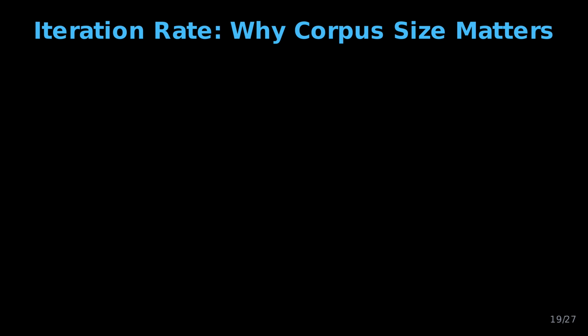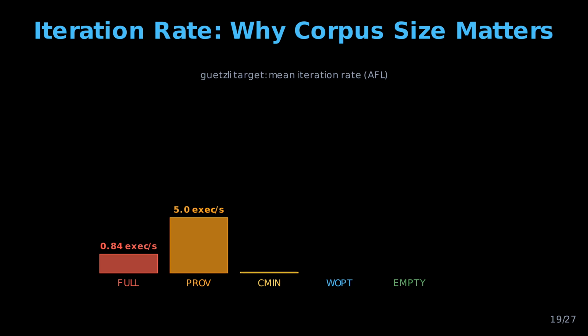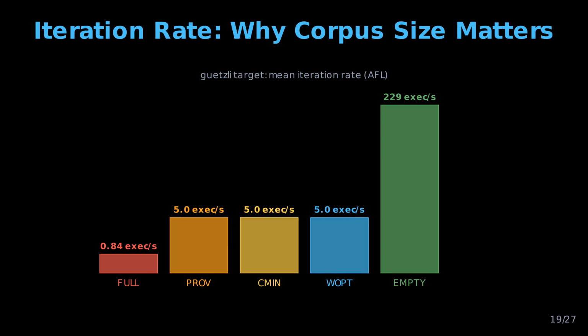Third, iteration rate, the number of test executions per second, turns out to be very crucial. With the libjpeg target, the full corpus achieves less than 1 execution per second because the fuzzer is spending all of its time reading and processing the 120,000 seed files. It never gets to the actual mutation and exploration phase efficiently. The empty seed, by contrast, achieves over 229 executions per second. The minimized corpora sit in a sweet spot, 2 to 5 executions per second. Fast enough to make progress, but starting from a much more informed position than the empty seed. This illustrates why simply collecting more seeds isn't always better, and that redundant seeds clog the queue and waste cycles that could be spent on more productive mutation.